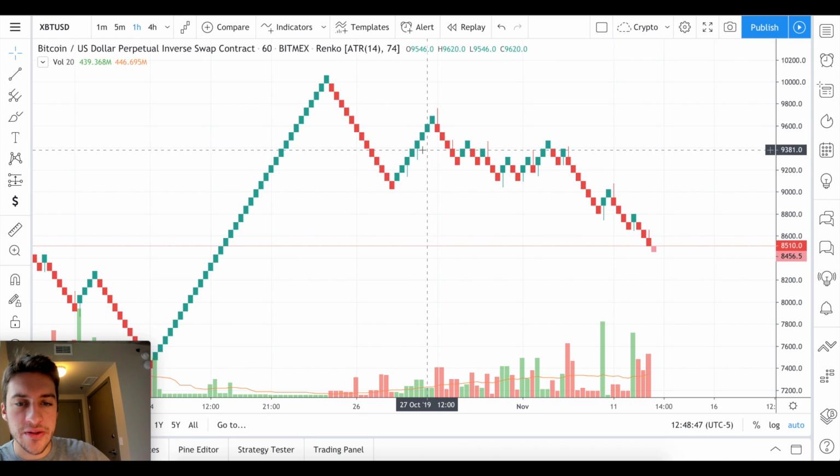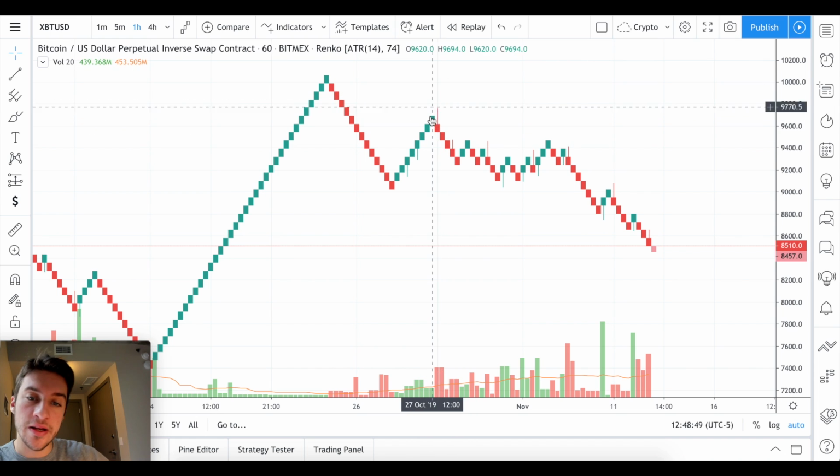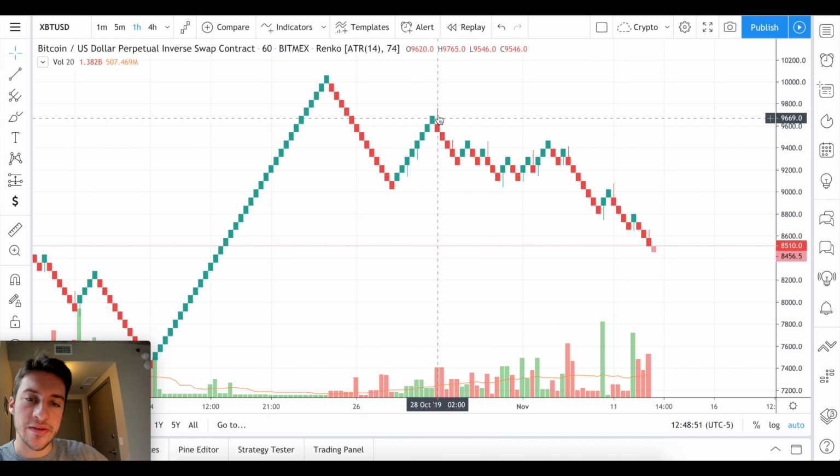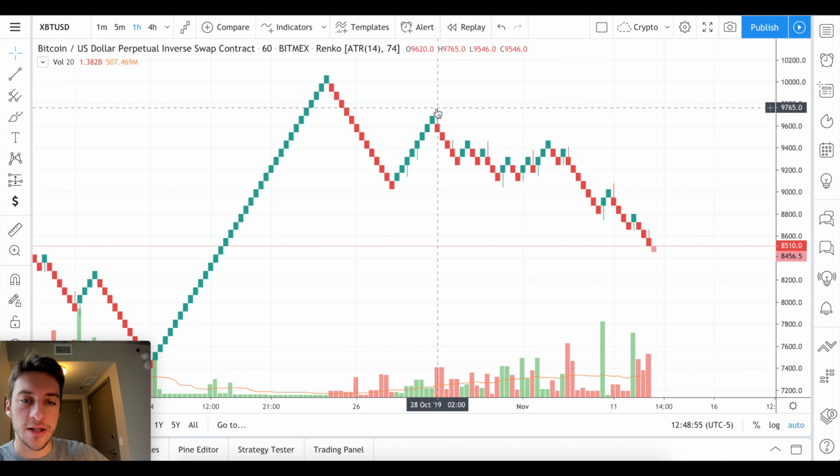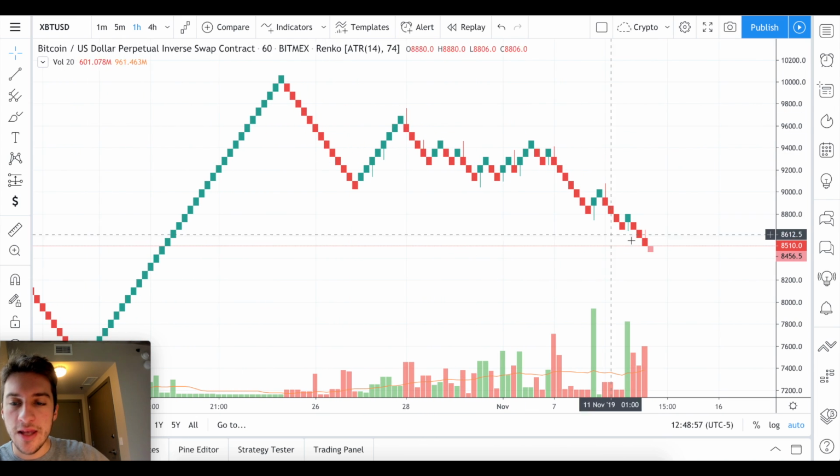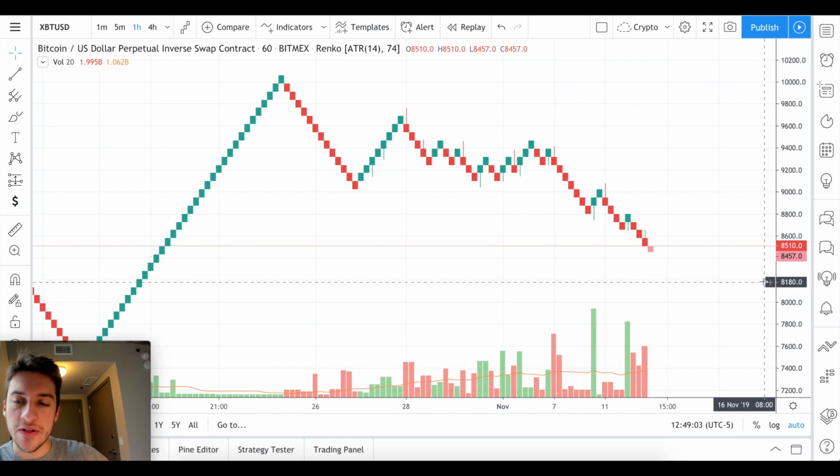And you can currently see here that this was quite bullish, because there was a tail to the downside. This was quite bullish. There was a tail to the downside. And it was bullish until we got this candle here. We finally got a red brick, and we had a wick to the upside. So this was bearish.